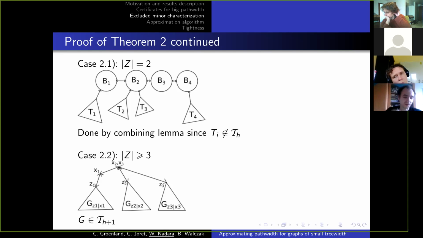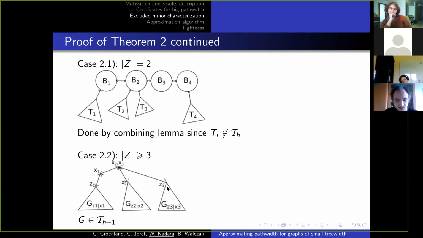And if we do so, it will be a proper witness, a proper certificate that our graph G belongs to T_{h+1}, this class of one level bigger. Okay.